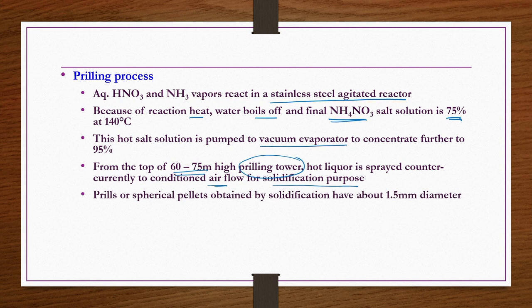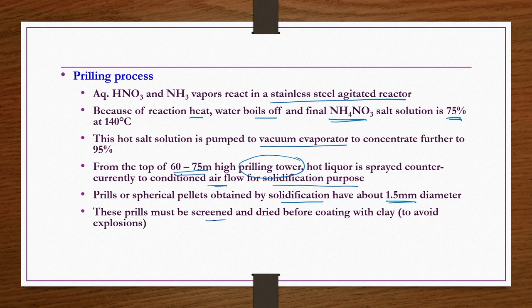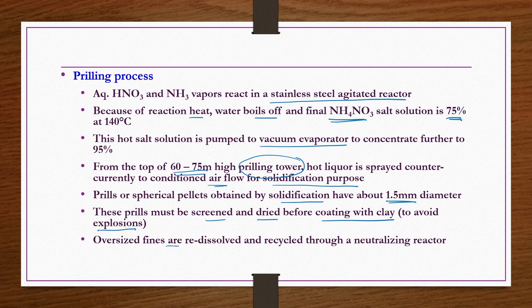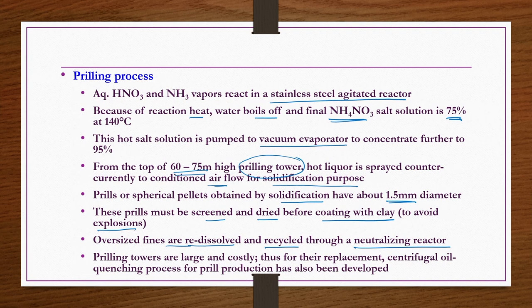These prilling towers are usually very tall, 60 to 75 meters. Prills are spherical pellets obtained by solidification, with about 1.5 mm diameter. These prills must be screened and dried before coating with clay to avoid explosions. Oversized fines are redissolved and recycled through a neutralizing reactor. However, prilling towers are large, so obviously they will be costly.